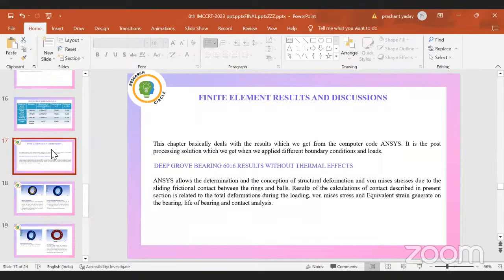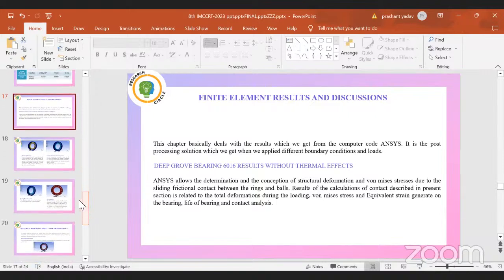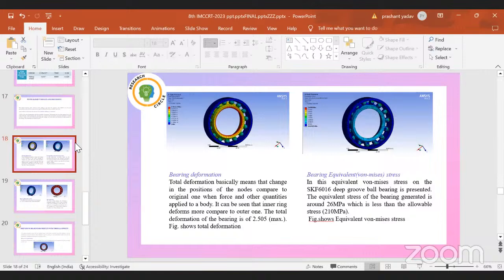And so this is our final result and discussion. We have done two results for deep groove ball bearing 6016: without thermal effect and with thermal effect. Firstly, sir, we will define without thermal effect. ANSYS allows the determination of structural deformation and von Mises stress due to sliding friction. The result is bearing deformation, sir.